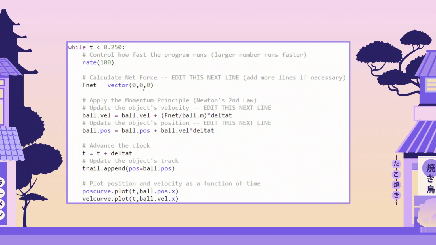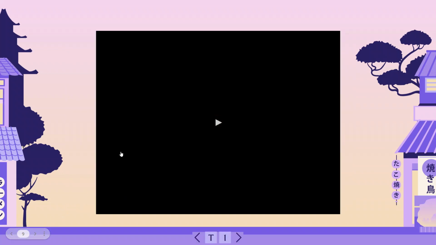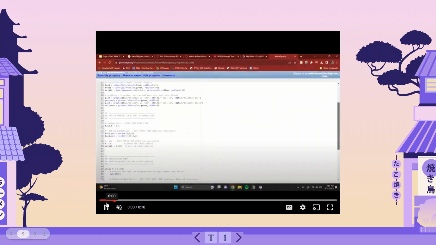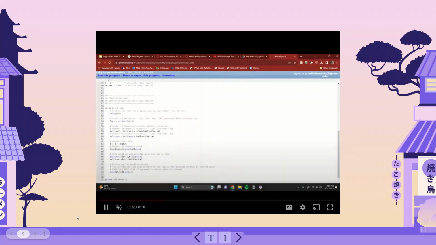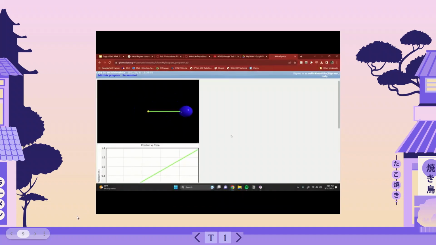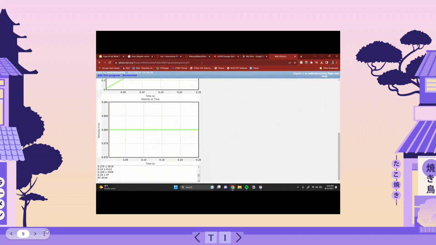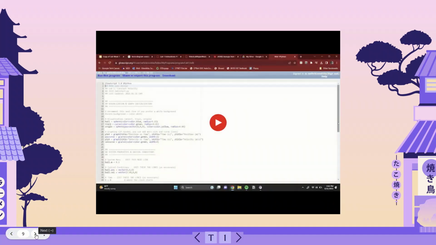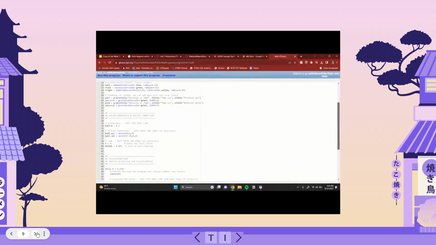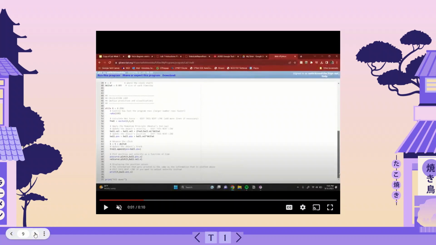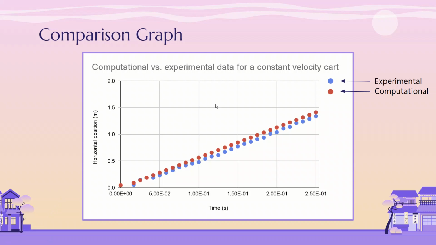The net force vector was assumed to be 0, 0, 0 because I'm trying to model an object in constant velocity, barring the presence of any frictional force. And here's what it looks like when I run this code. And then using these results, I created a graph of a computational model where the computational data and the experimental data were put on one graph.